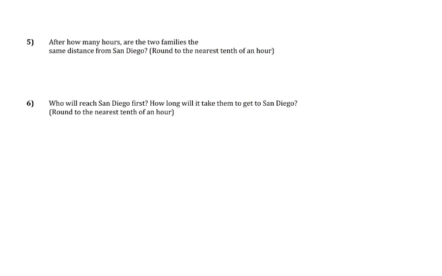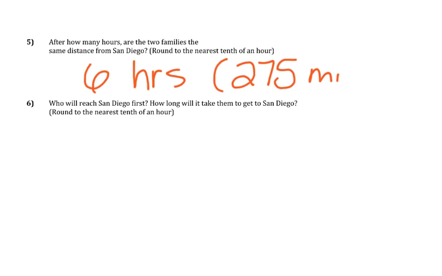So if you did this right, you should see that they have the same distance to go when they have traveled for 6 hours and they have 275 miles left to go. So if they wanted to meet, that would be where they're going to meet. Now, if they keep driving at the same rate, who's going to reach San Diego first?